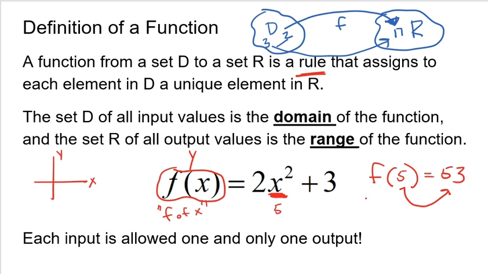And if you plug in 5 again, you'll get 53. If you plug in 5 again, you'll get 53. You won't get anything else, meaning for that one input, there is only one output, 53.